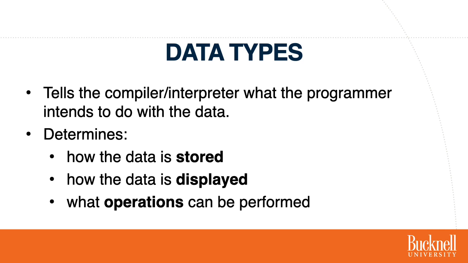A data type is a tool for communication. It allows the programmer to tell the compiler or interpreter what you intend to do with the data. It determines how the data is stored, how the data is displayed, and what operations can be performed on the data.